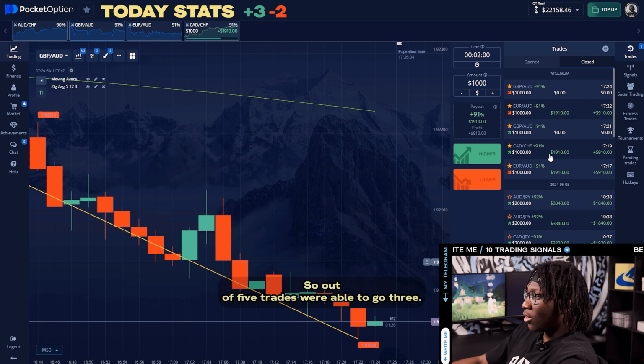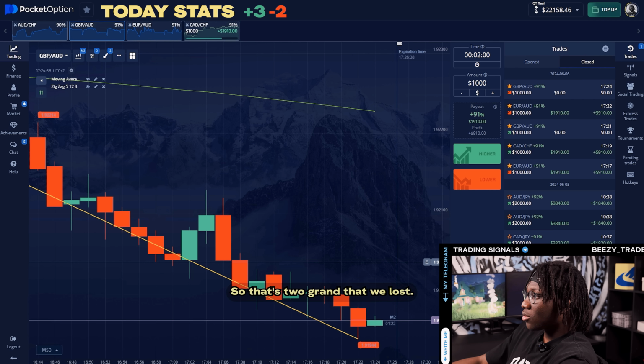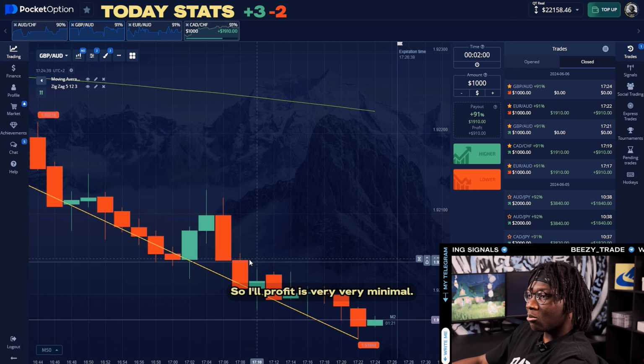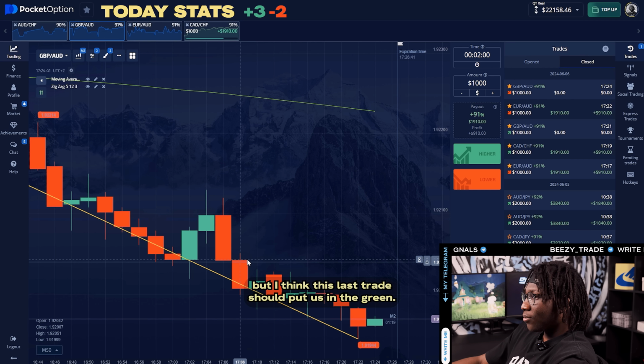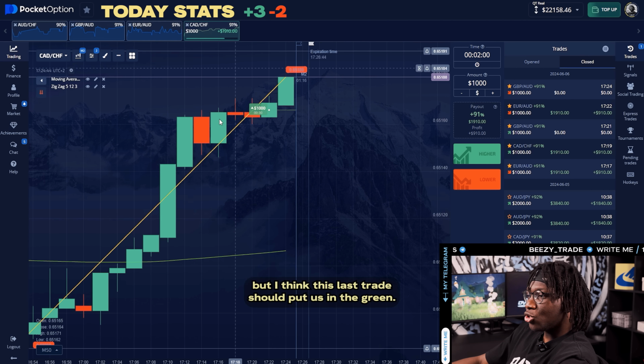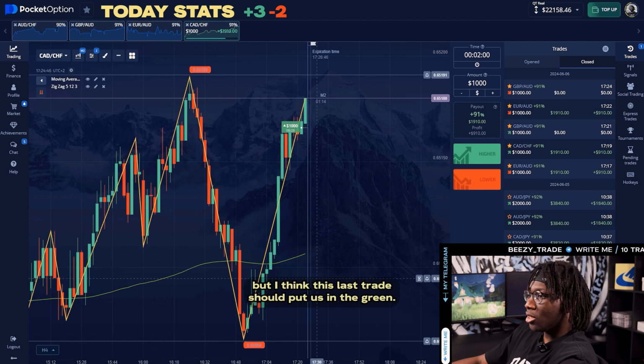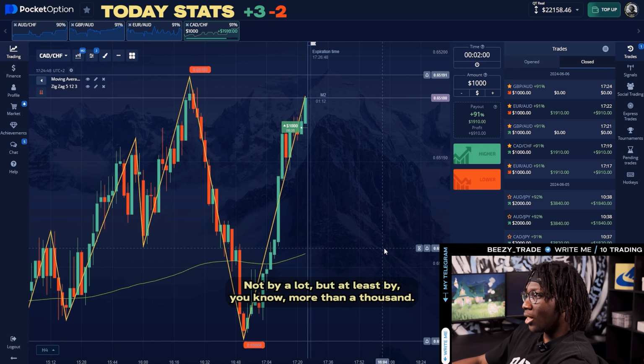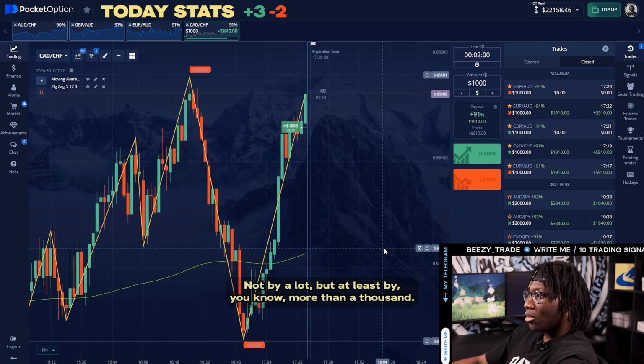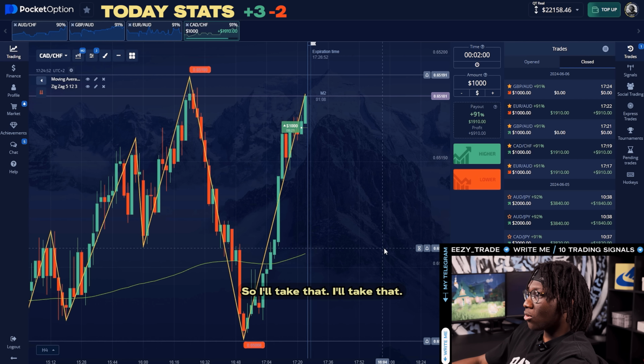So out of 5 trades, we were able to win 3, so that's $2,000 that we lost. So our profit is very, very minimal. But I think this last trade should put us in the green. Not by a lot, but at least by more than 1,000. So I'll take that.